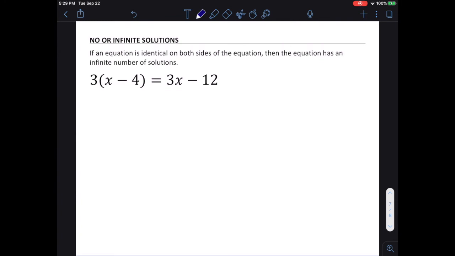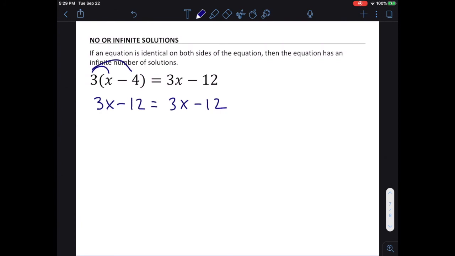But in this case, we are going to do something here, and we're going to see that we're going to have some trouble with this one. So let's just do it. I see some parentheses with a number, so I'm going to distribute. Well, that's not what I wanted. Distribute. So we have 3x minus 12 equals 3x minus 12.